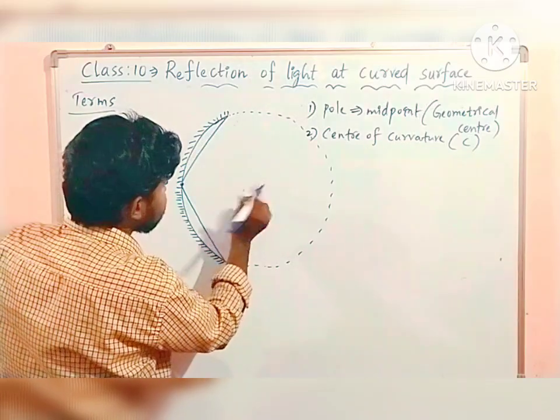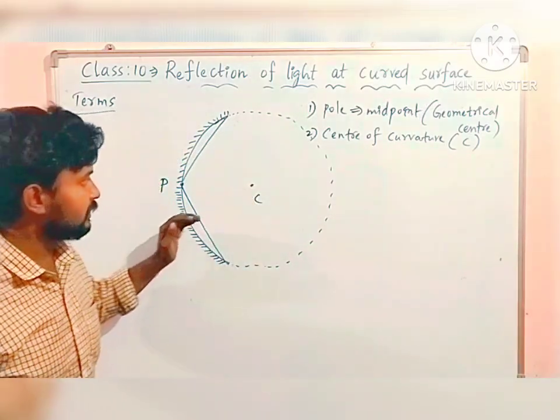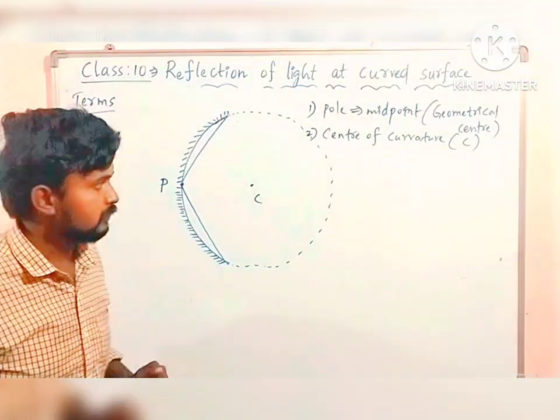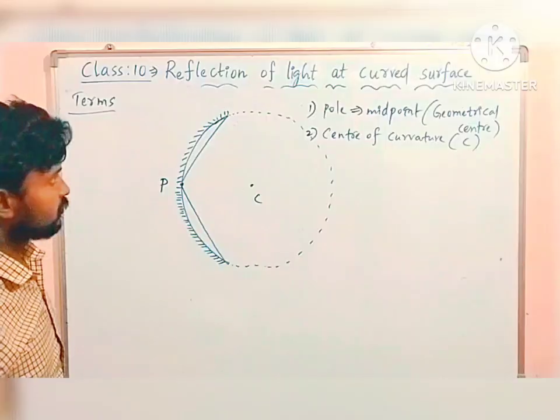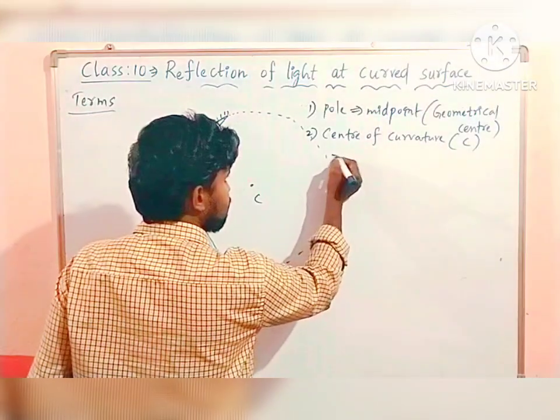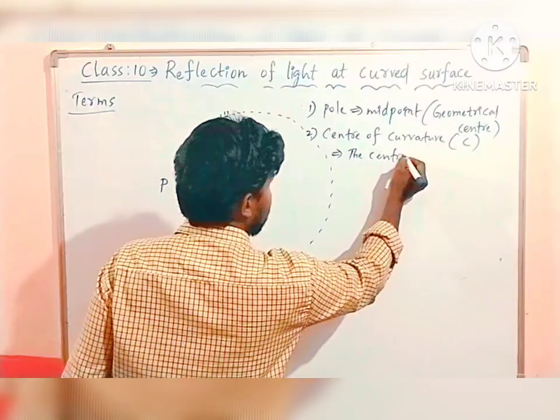C is the center of curvature of a hollow sphere. Here, what does center of curvature mean? Center of curvature means the center of a hollow sphere. The center of a hollow sphere.